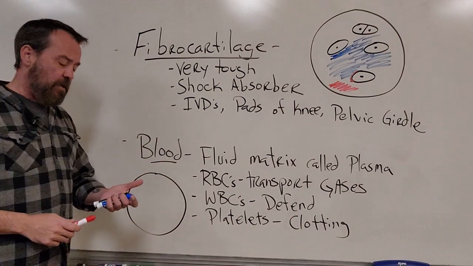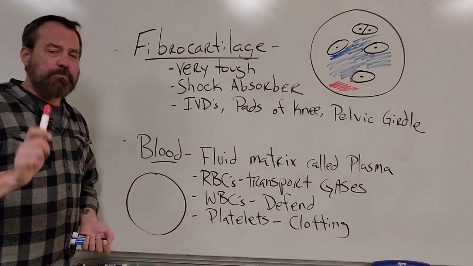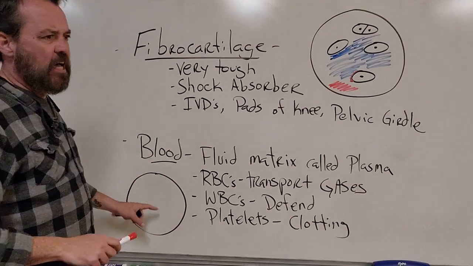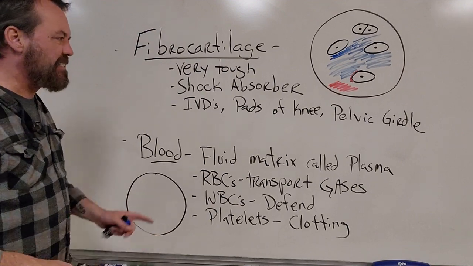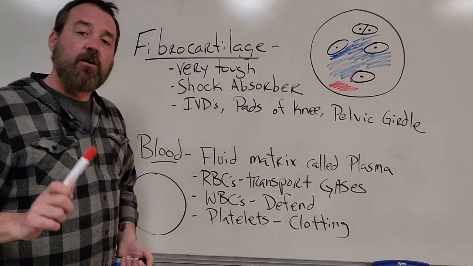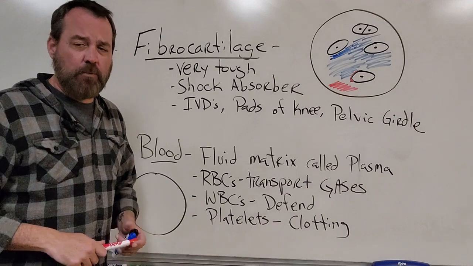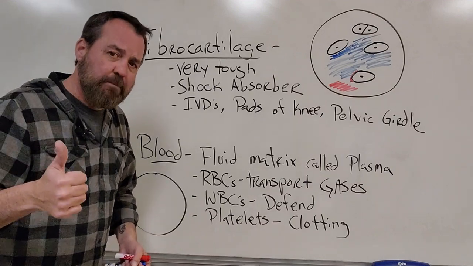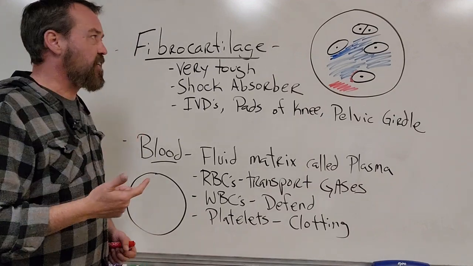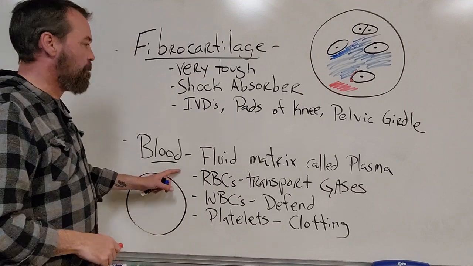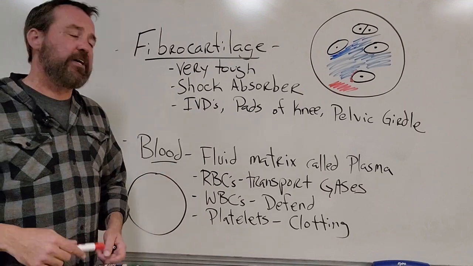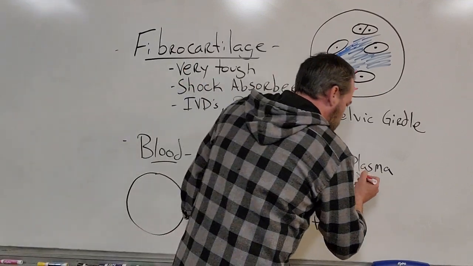So our last type of specialized connective tissue is blood. So blood has a fluid matrix called plasma. So let's re-hit that one more time. Bone had a solid matrix. Cartilage has a rigid matrix. And now blood has a fluid matrix, and we call that fluid matrix plasma.